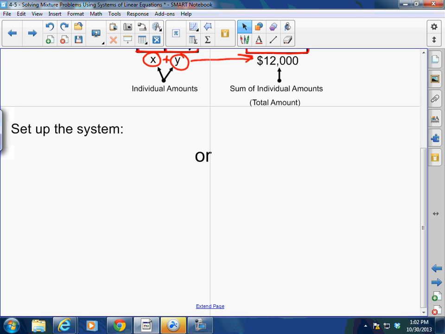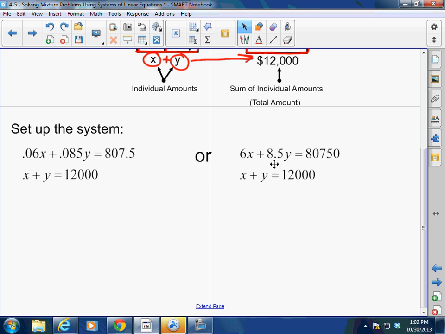So now, what would the system look like? Go ahead. 0.06x plus 0.085y equals 807.5. Perfect. What if I don't want to work with decimals? Multiply the top by 100, which should give me that. Correct? Does that make sense? You guys with me? Yes.